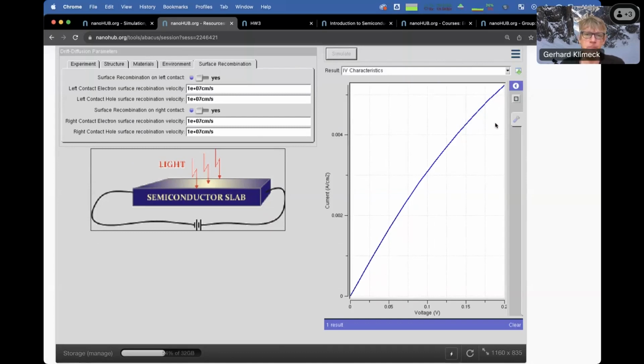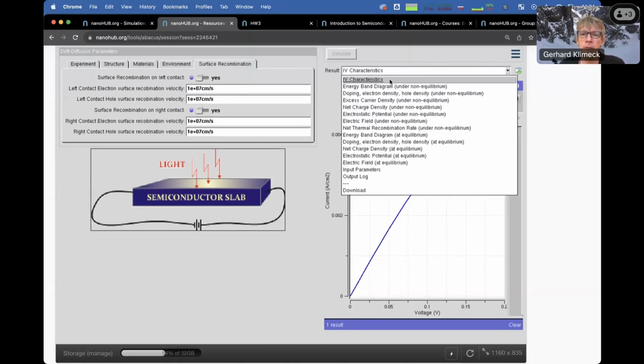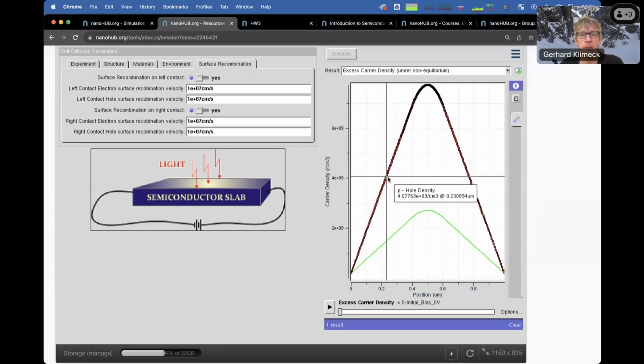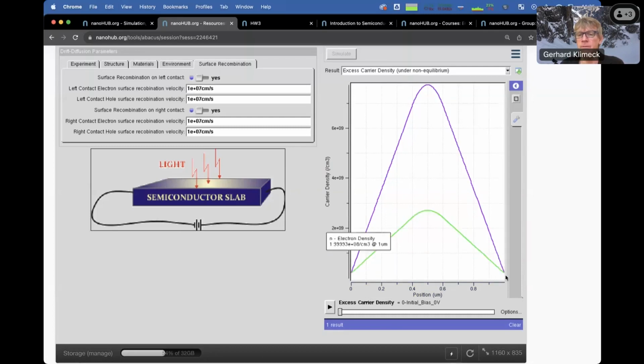But again, you see IV, we're applying a voltage. And if I look at the excess carrier density, I can see now how we're shining light in this area from 0.4 to 0.6, right? This is where we're going to have illumination. Here we have the electrons, here we have the holes, and we have a fast recombination on the edges. So you create carriers, and they diffuse out from the illumination region, and they're basically caught at the edges of the device.